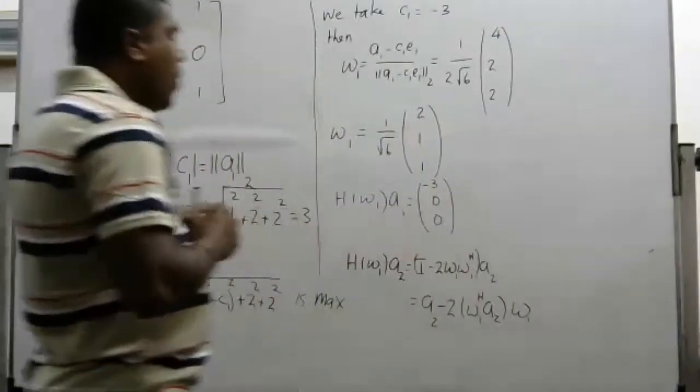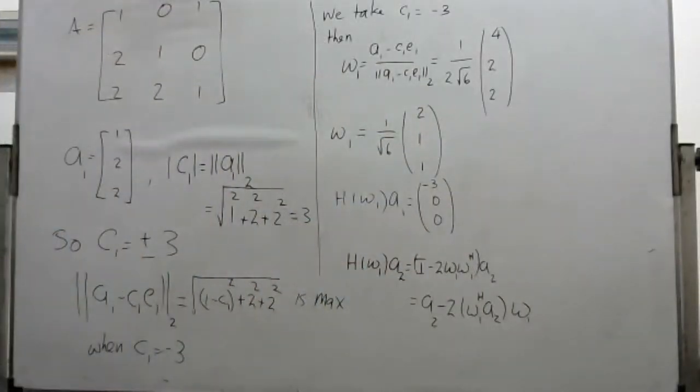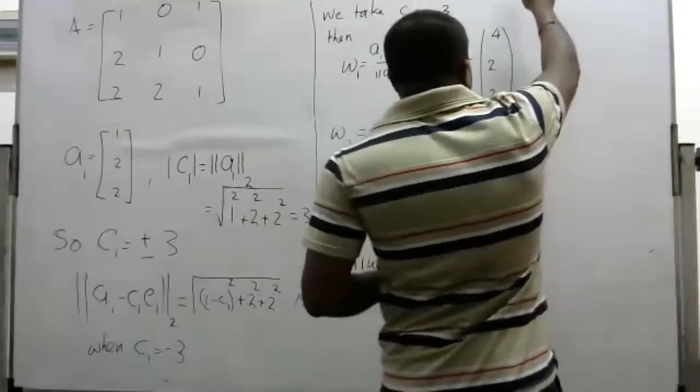And so H omega 1 is A2 minus 2 omega 1 Hermitian times A2, where omega 1 is a constant. So you can move it anywhere you like within the multiplication. So you move it in front, and then omega 1 is left. So now what you can do is this computation.